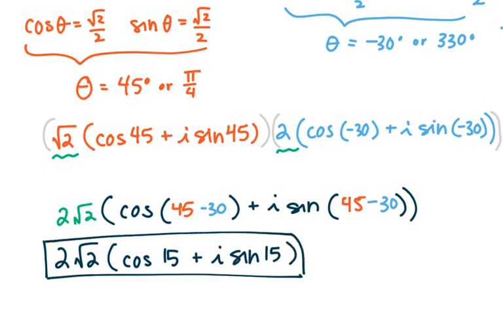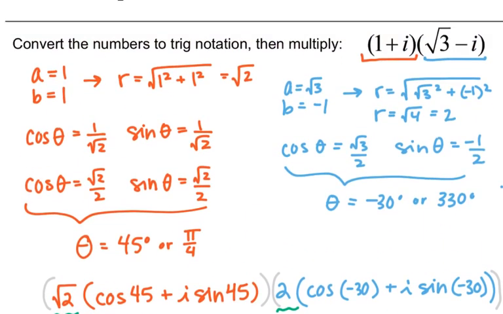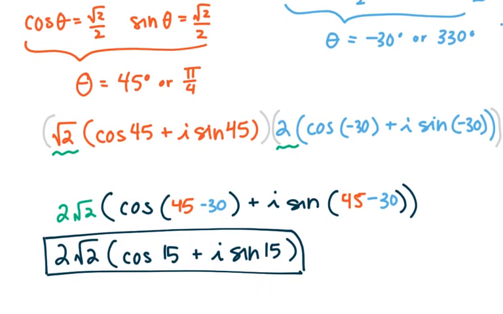So why wouldn't I have just multiplied these and then converted them into trig notation? Well, do I know how to get 15 easily off of the unit circle? I don't. It would be a little bit harder for us to deal with. Or perhaps we were already dealing with numbers in trig form, and this is a very convenient way to multiply them. So we multiply those r values, and then we add our theta values.